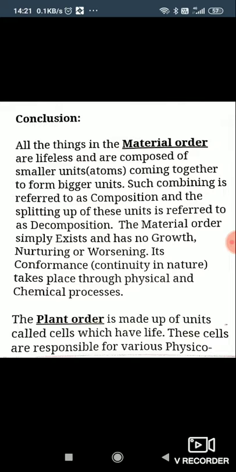The material order simply exists and has no growth or nurturing. Its conformance and continuity in nature take place through physical and chemical processes.